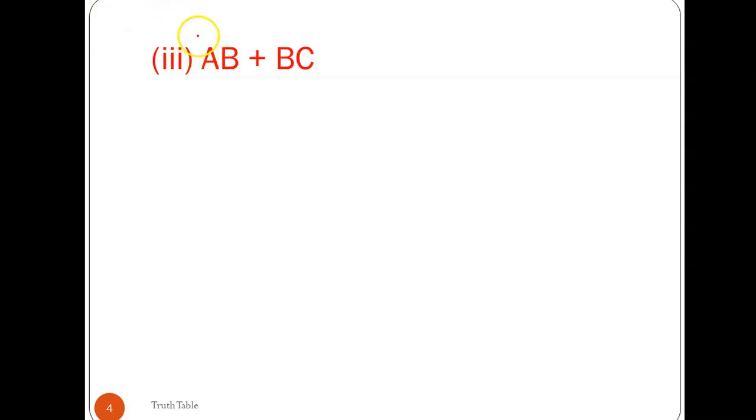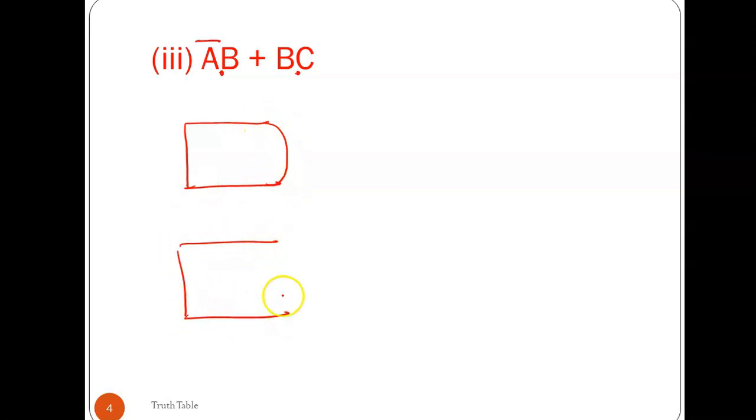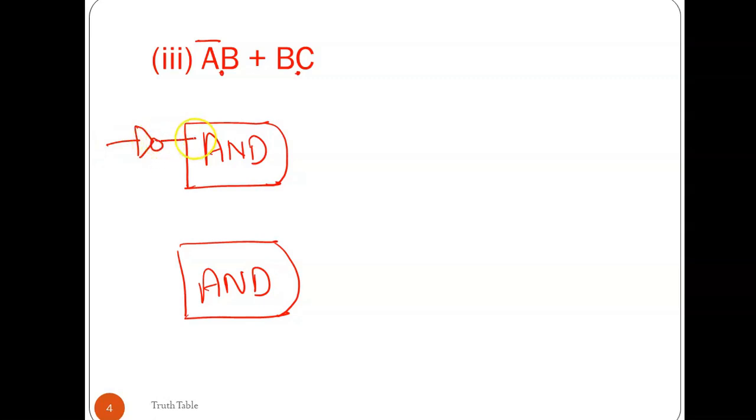Now if you go for the next expression, it is A bar B plus BC. Again you have a dot here, so AND. So two ANDs will come. This is a little less complex. Here we have one AND gate, here also one AND gate, and this is A bar. So please draw the NOT gate which will convert this A input to A bar, and B goes in directly.